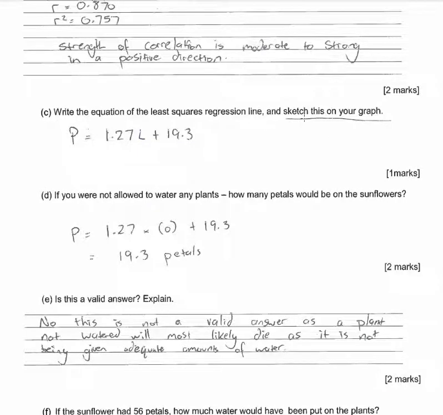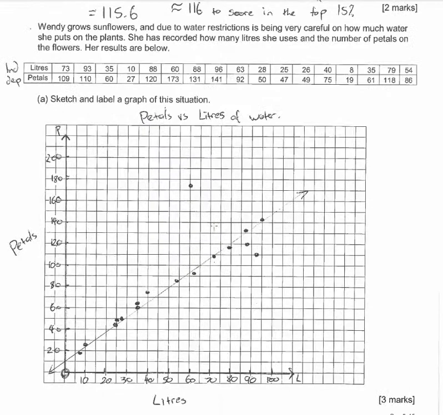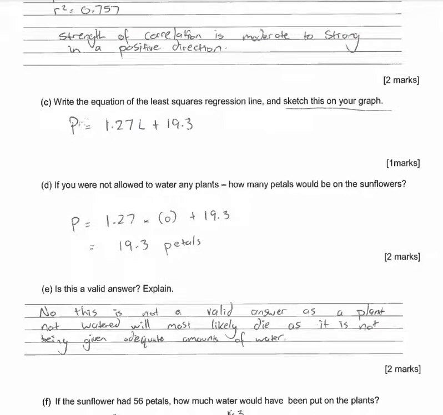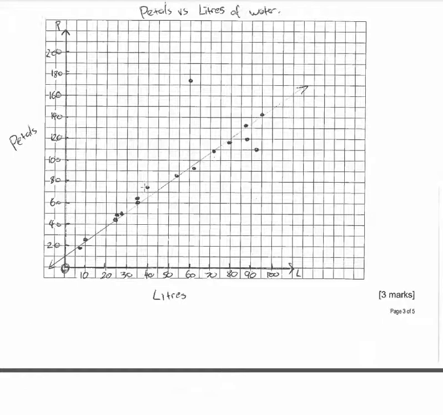The next part is we've got to write the equation of the least squares regression line, which is just the line of best fit, and then sketch it on your graph. You'll find that in the calculator as well, just above the R and R squared value. Instead of using y equals ax plus b, I've got here the y was the petals and the x was the liters. So I inserted that in there, so you got the petals equals 1.27 liters of water plus 19.3. And it just says sketch that on your graph. For the line of best fit, just try to get as many data points above as below, and try to get it in the middle as possible.